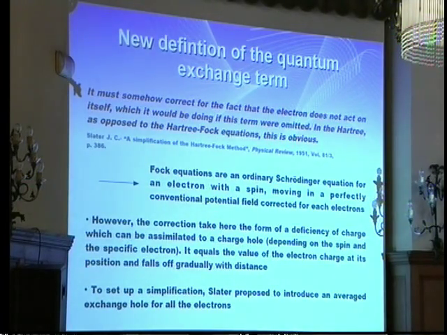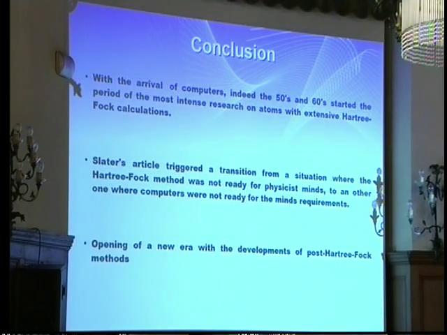Here, the correction takes the form of a deficiency of charge, which can be assimilated to a charge hole, depending on the spin and the specific atom. And it equals the value of the electron charge at its position and falls off gradually with distance. Then, to set up a simplification, Slater proposed to introduce an average exchange hole for all the electrons. Nevertheless, the results of Slater still presented numerical difficulties. But he was aware at the beginning of the 50s that the new digital computers, just beginning to be developed, would probably be able to make the method practical for complicated cases.